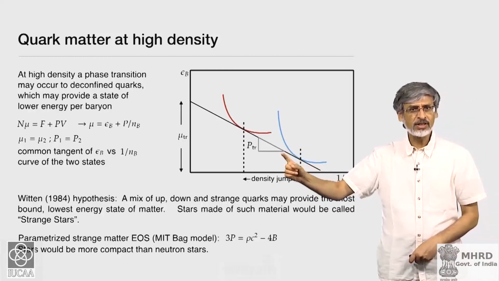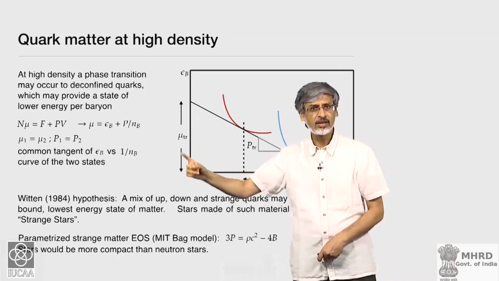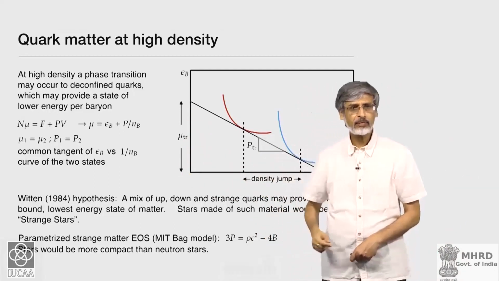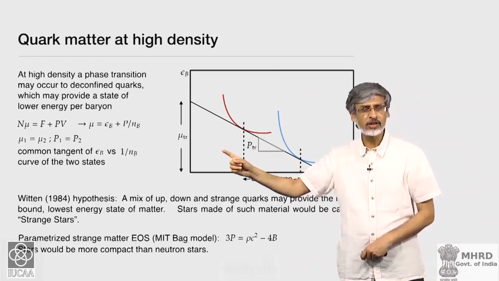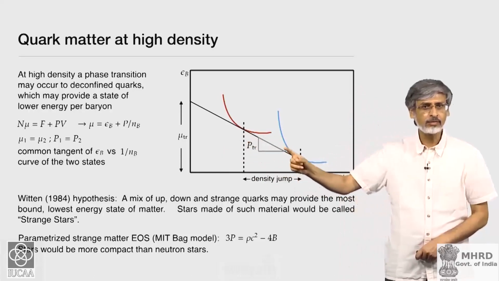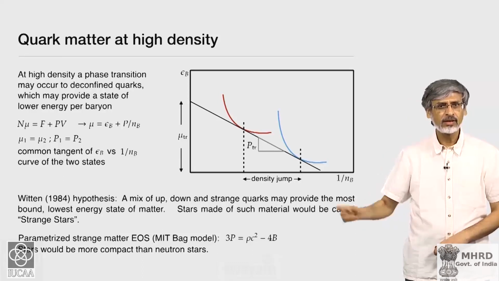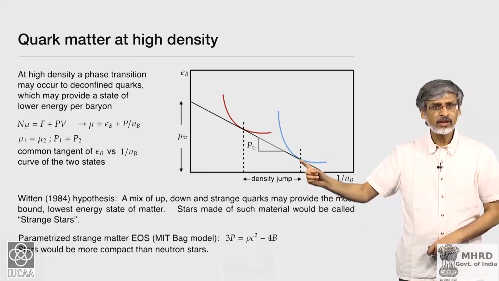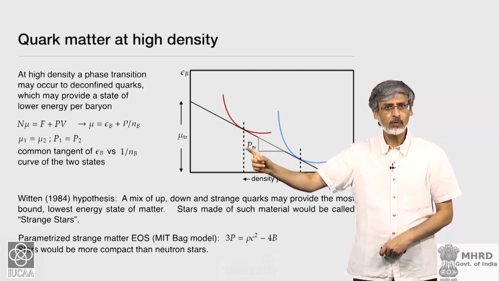The slope of this curve is the pressure, and the intercept here is the chemical potential. So, that value of pressure and chemical potential, which defines the common tangent between these two curves, is the phase transition that will occur, going from a certain density, which is characteristic of the nuclear state here, to a much higher density, which is characteristic of the quark state.